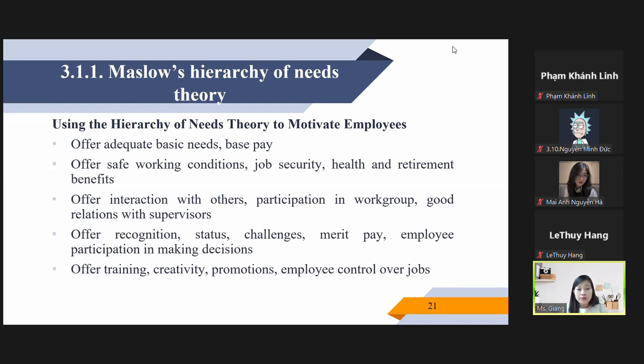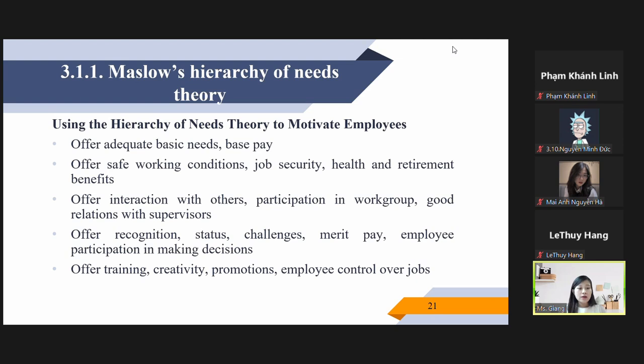The next level of need, in order to satisfy the belongingness need, the manager needs to offer interaction with others, participation in work groups, and good relations with supervisors, because employees want to have good relationships with other people in the workplace. The next one offers recognition, status, challenge, merit pay, employee participation in making decisions, because employees want to be respected.